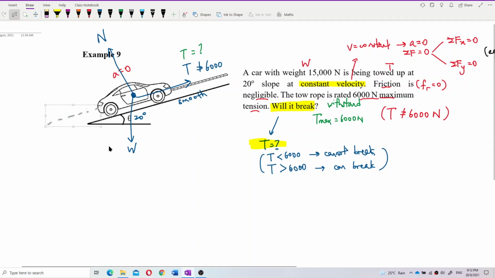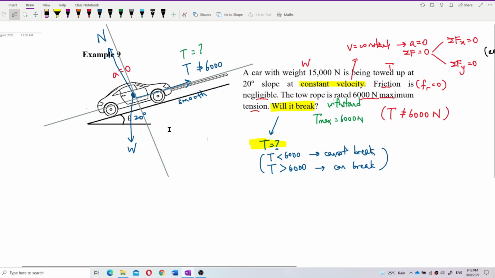Let me draw the axis. The x-axis must be parallel to the surface, like this. This is the x-axis, and then the y-axis must be perpendicular to the surface. Okay, my normal force is not perpendicular enough, but I will redraw.